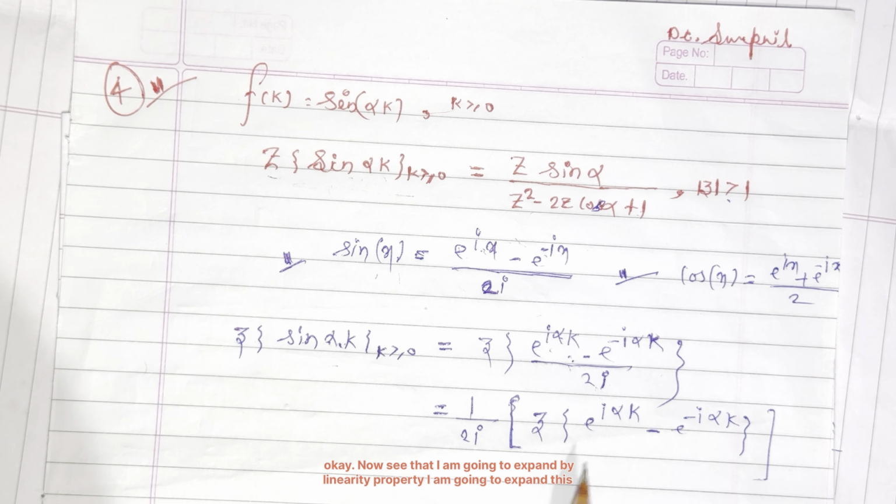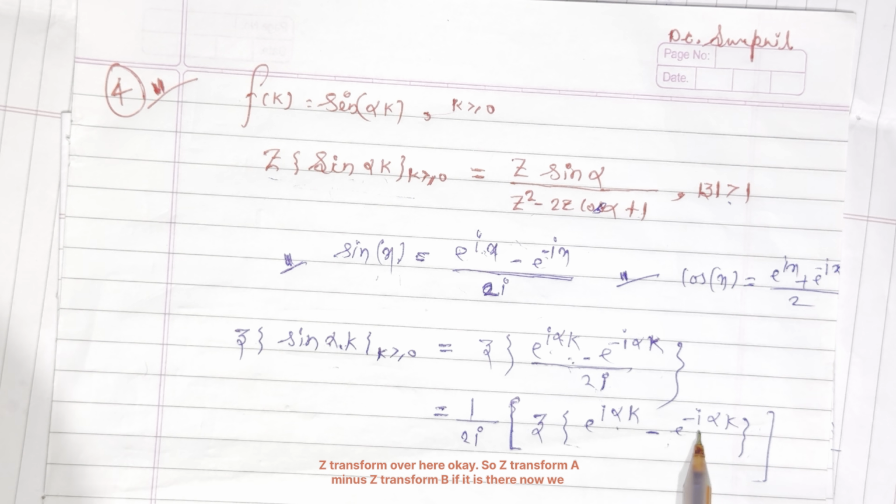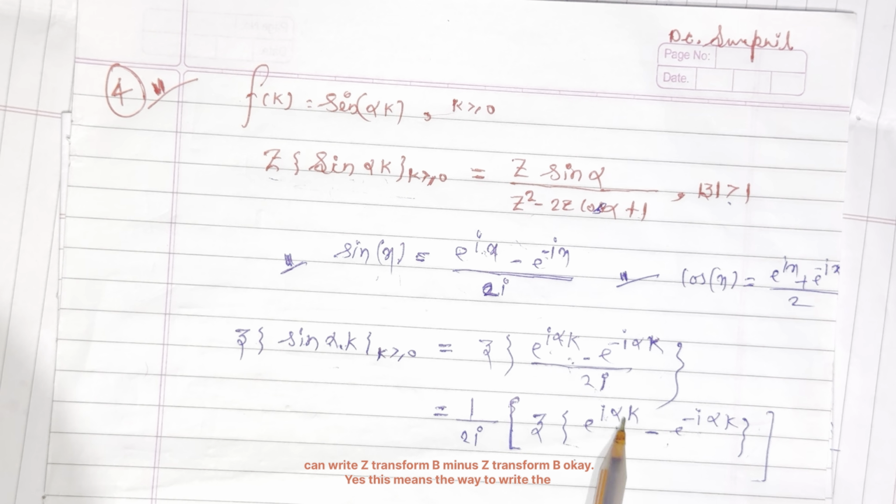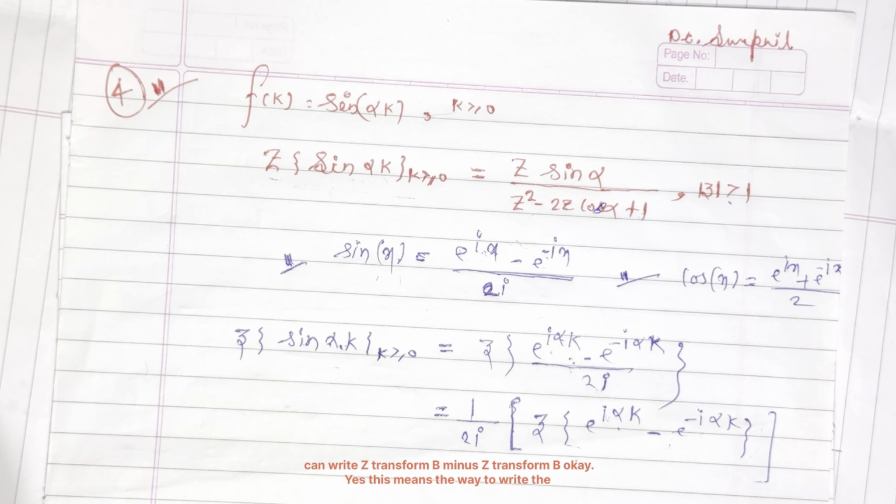Okay, now see that I'm going to expand by the linearity property. I'm going to expand this Z transform over here. So Z transform of A minus Z transform of B, we can write as Z transform of A minus Z transform of B. This is the way to write the Z transform.